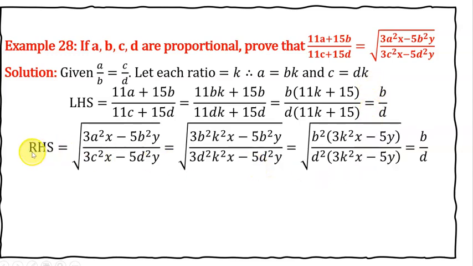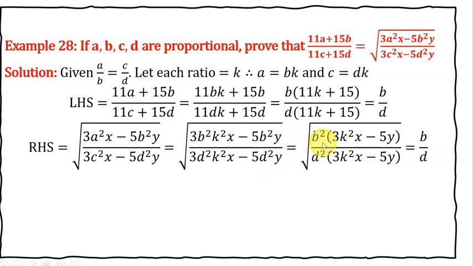Now what about the RHS? RHS is equal to the square root of (3a square x minus 5b square y) upon (3c square x minus 5d square y). Okay. Now what is the value of A? A is bk. Therefore A square is b square k square. Minus 5b square y as it is. Next, value of C is dk and hence C square is d square k square. Okay, 3d square k square into x minus 5d square y.